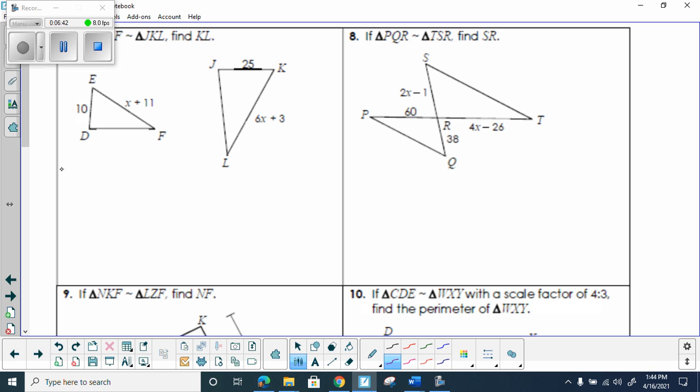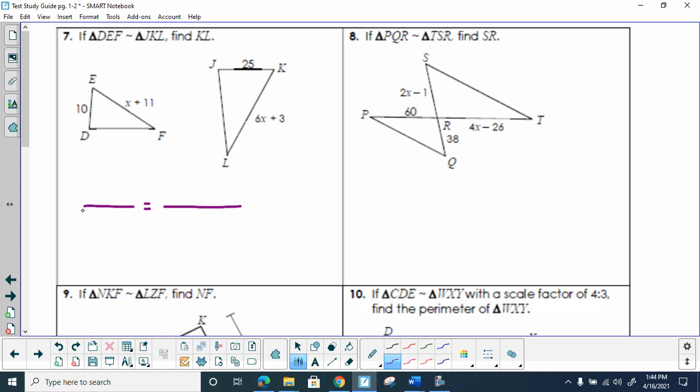Okay, number 7. Okay, very similar. Find your corresponding sides. Put it into a proportion. Do your cross multiplying. Okay, so you decide which one you want to put on top. I'm going to start with 10, and that's side ED. First two letters is JK. Those two sides are corresponding.